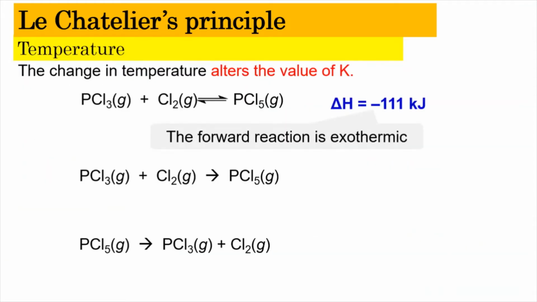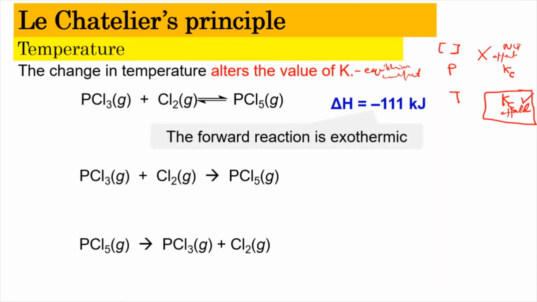Now we're going to look into the next factor, which is the factor of temperature. So the change in temperature will alter the value of K, where K here refers to the equilibrium constant. Before this, you have looked at the change in concentration or the change in pressure. And these two changes will not affect the value of Kc after the equilibrium is established. However, for the effect of temperature, the value of Kc is going to be affected. This is something that you should know at this stage.